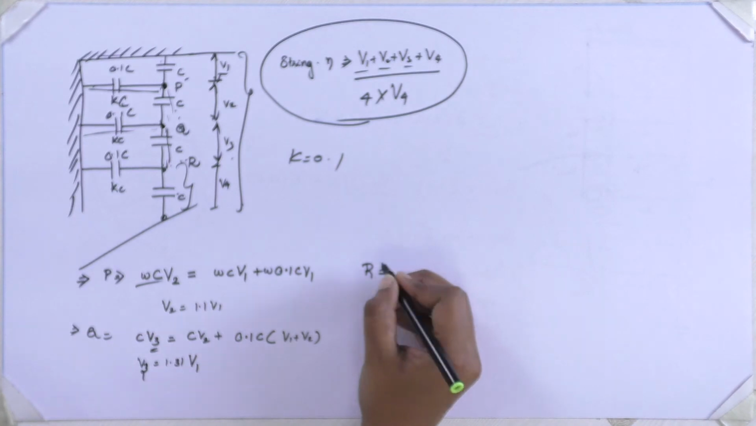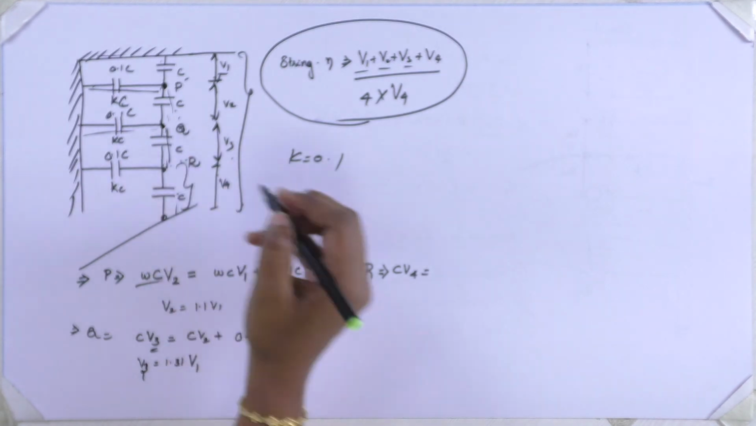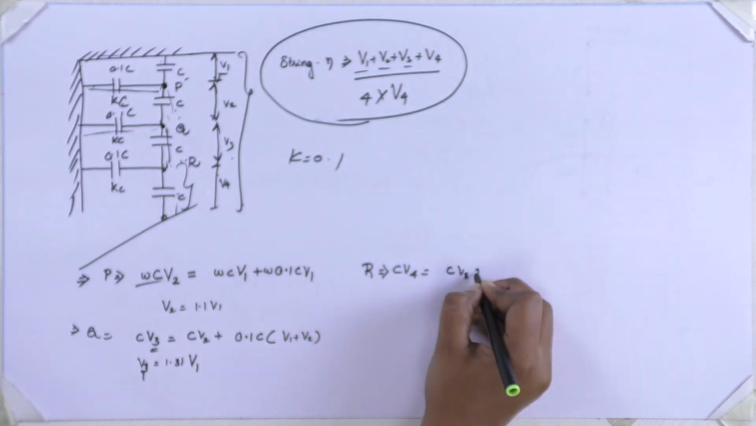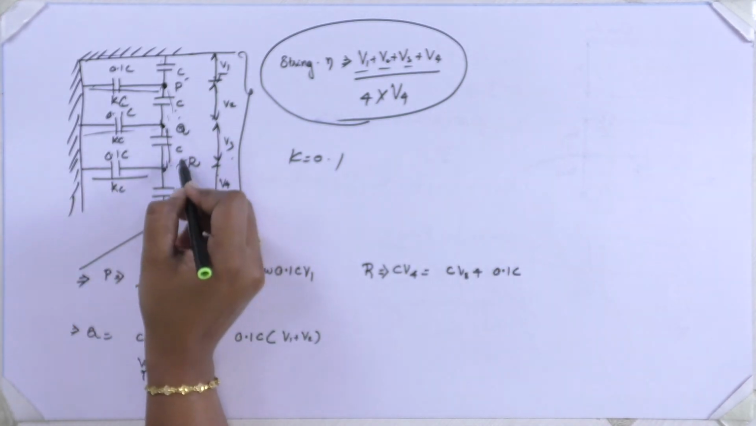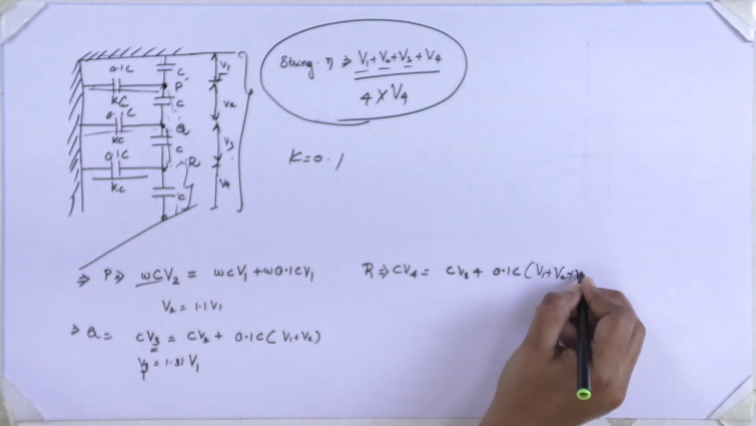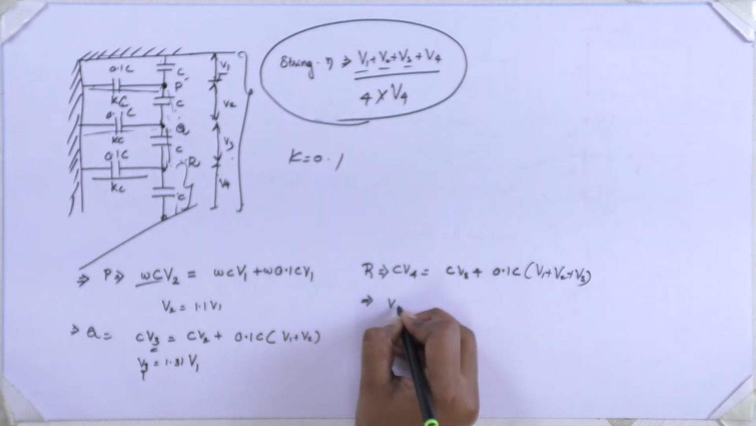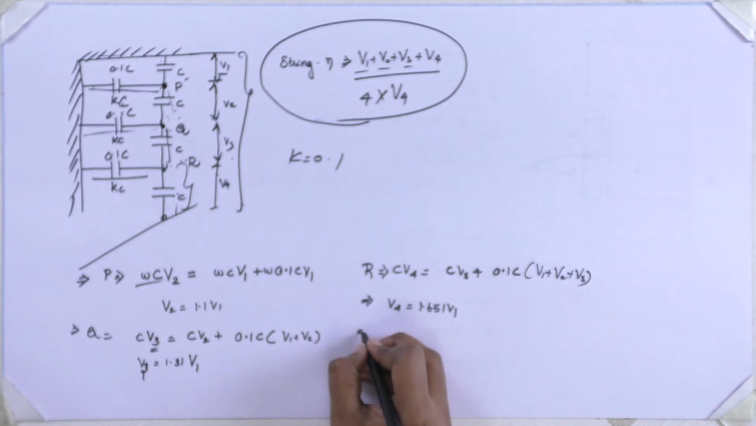Similarly, I am going for R. So this is R, V4 is there. C into V4 is equal to the voltage of this point, C into V3, plus 0.1 C, which I am taking as constant, times V1 plus V2 plus V3. Simplifying R, I am getting V4 equal to 1.651 V1.